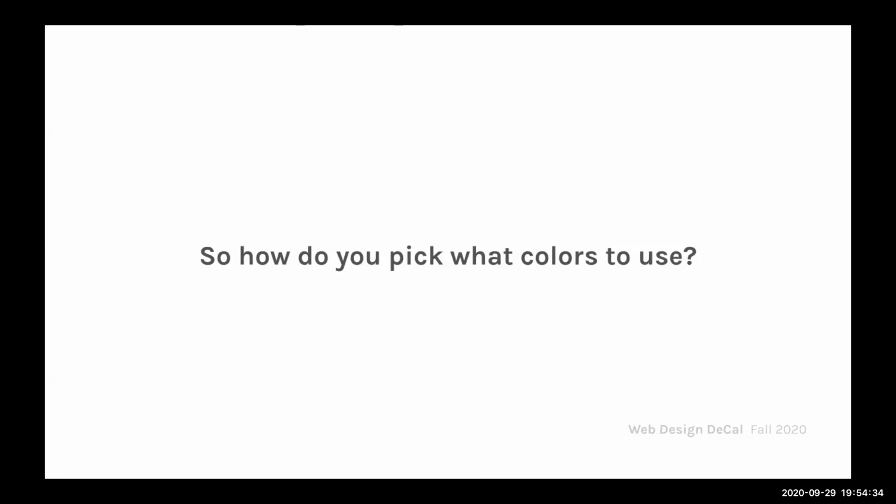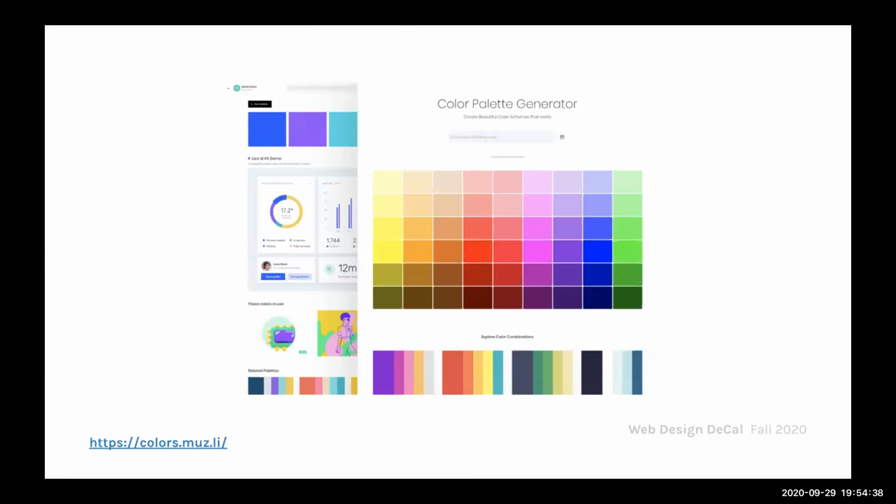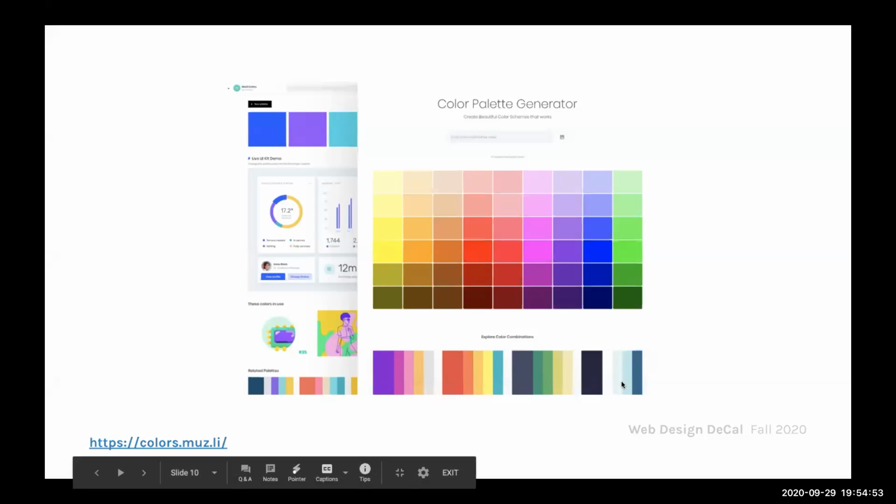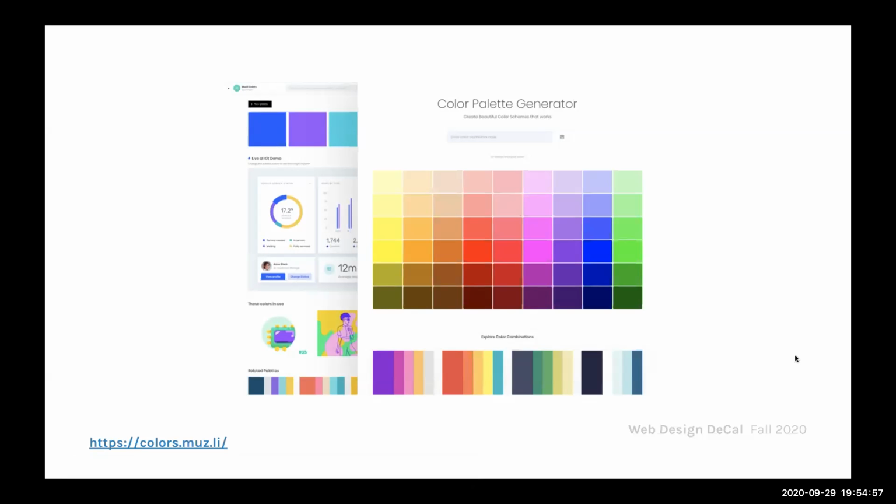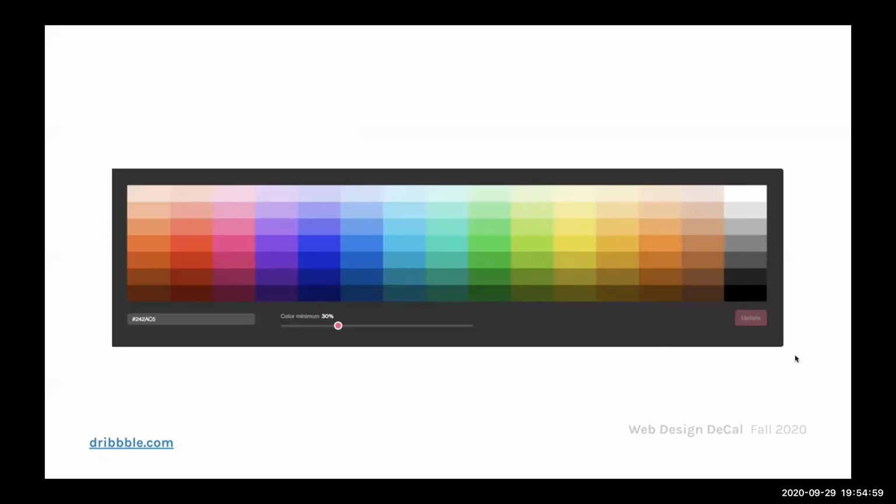So yeah, how do you pick what colors you want to use? There are tons of sites that provide this for you, color schemes, individual colors. So this is colors.moozly. They just have color palettes that you can look through and ways that they're used, an example to inspire you. Dribble, you can do this with as well.